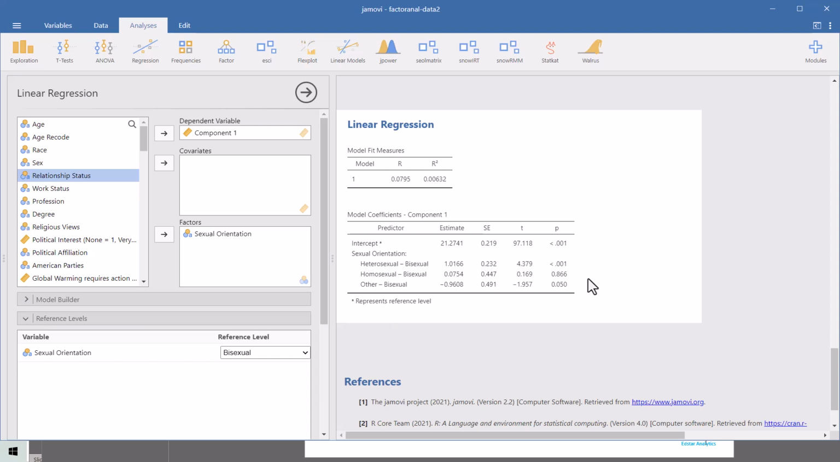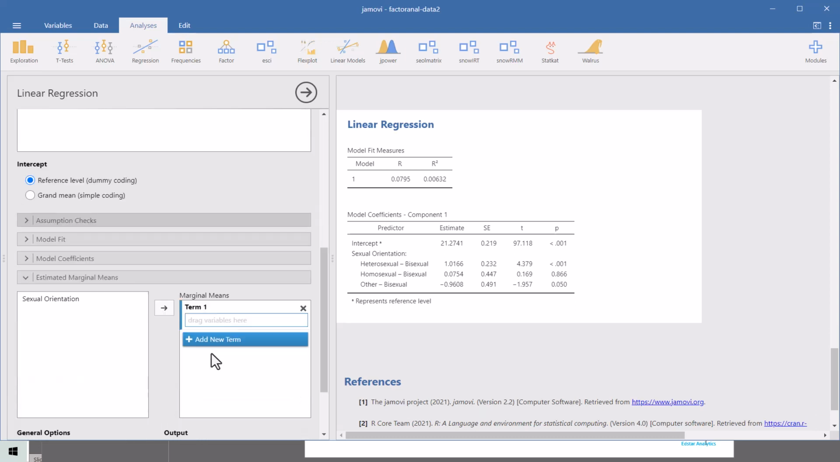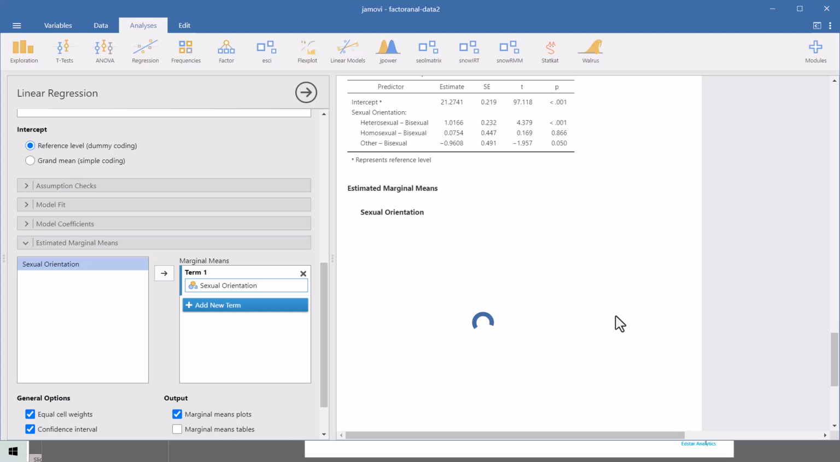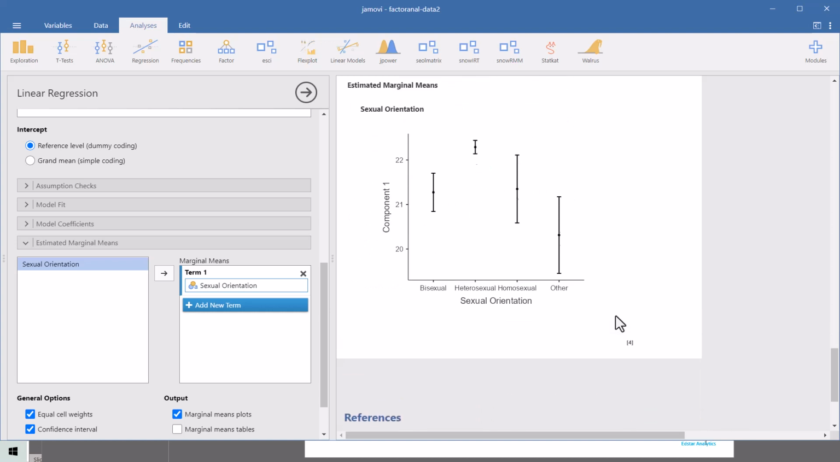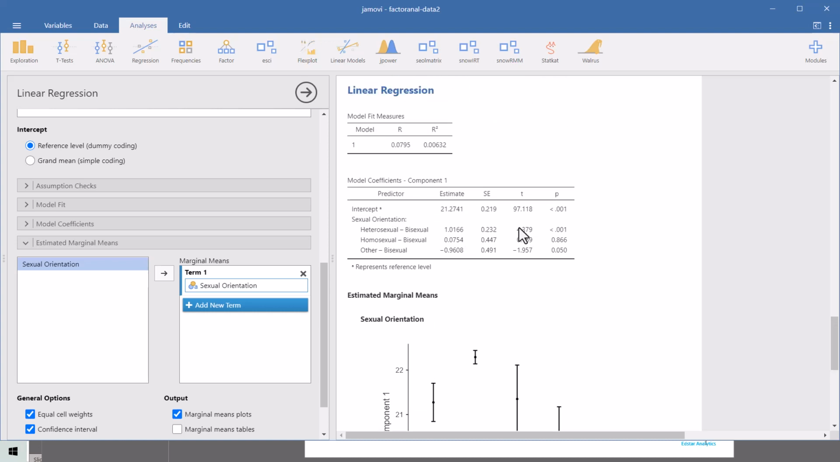So anyway, another good feature here is to look at the estimated marginal mean graphs. Let's just put sexual orientation in there. And it will graph it for you, and that makes it easy to conceptualize. You can see the size of the line tells you the range of the answers. So bisexual, this is heterosexual. They're at the highest and have the smallest range of answers. The other, look at the huge range. You can put more than one thing in here at a time.